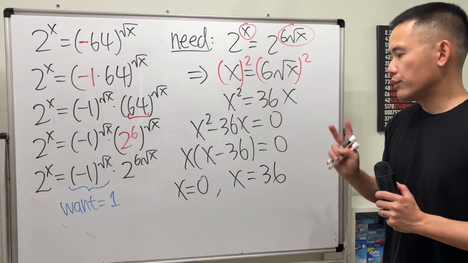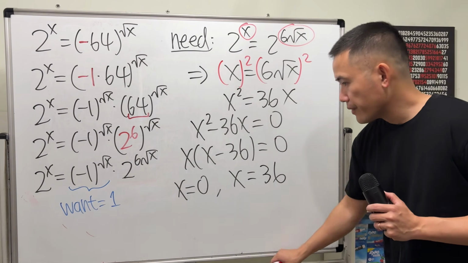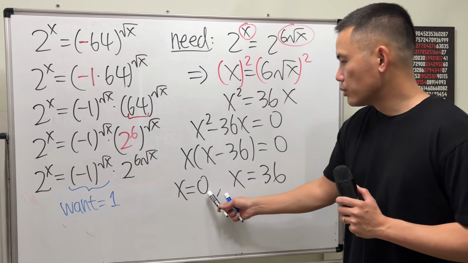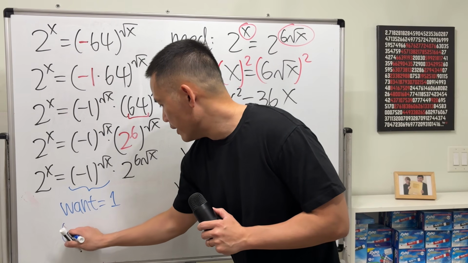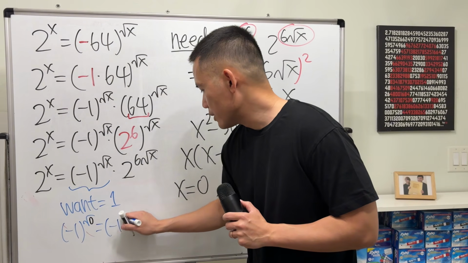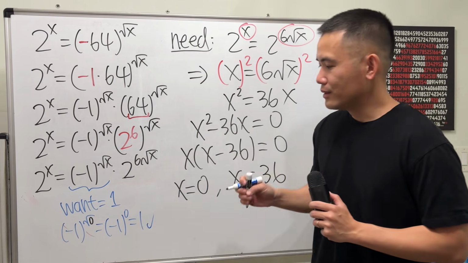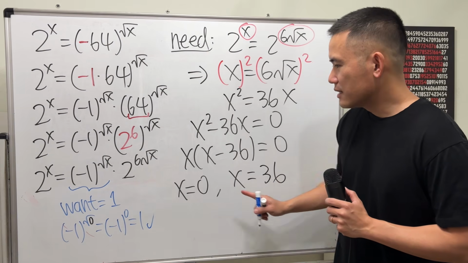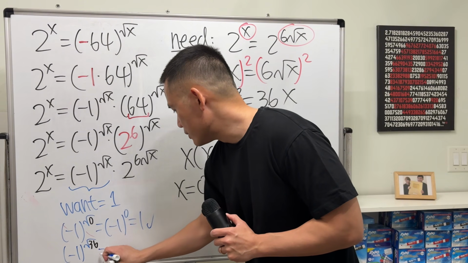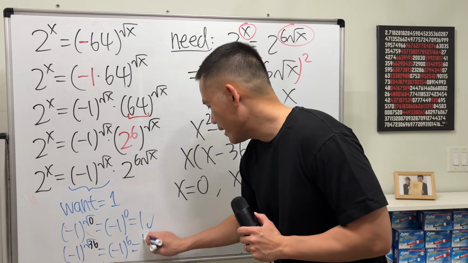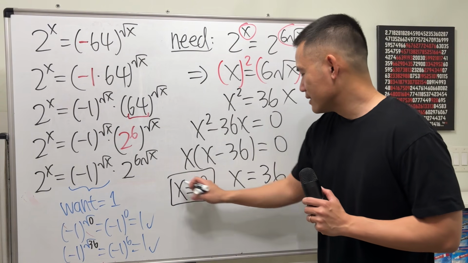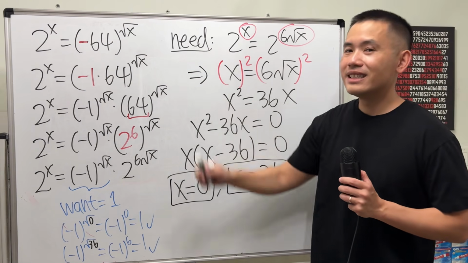Once we work this out, we have 2 possible answers that we can check. Remember, we want it to be 1 for this part. So if we plug in 0 into the square root here, we get negative 1 raised to the square root of 0's power. That's just negative 1 to the 0 power, and we do end up with 1. Checks. And if we plug in 36 into here, negative 1 to the square root of 36 power is just negative 1 to the 6th power, and we also end up with 1. So that also checks. So in fact, both of these are solutions to that equation.